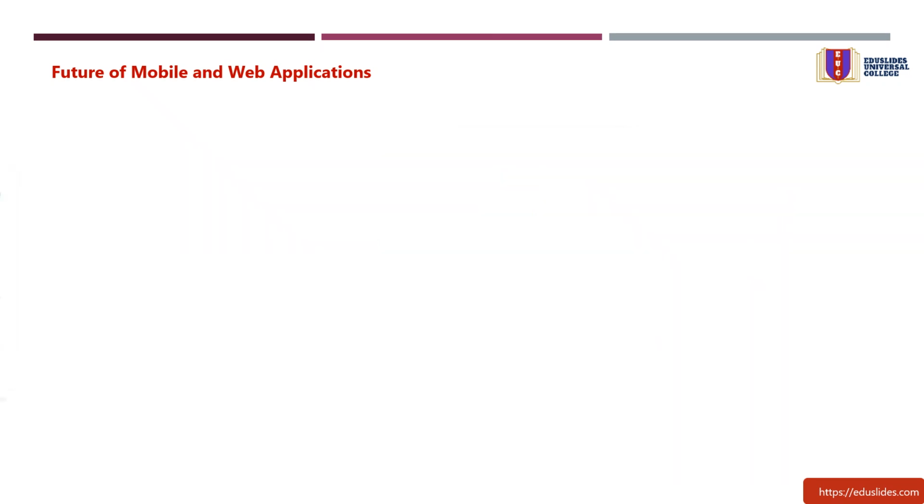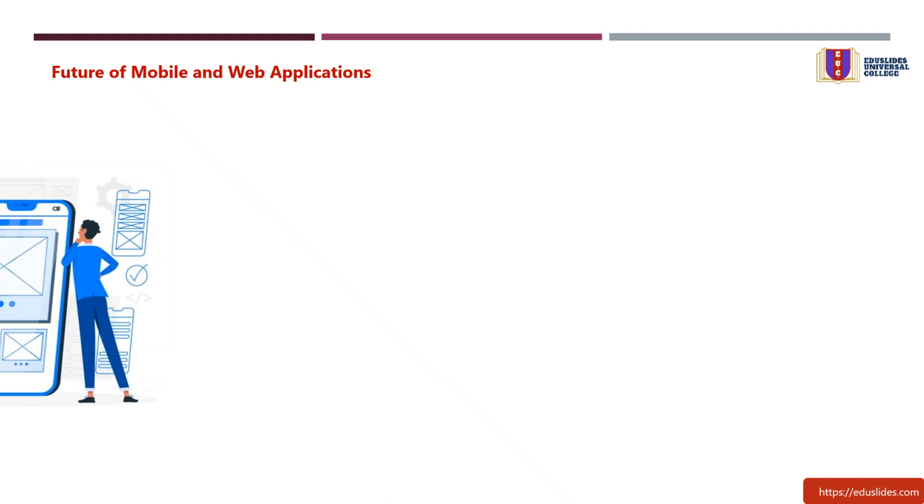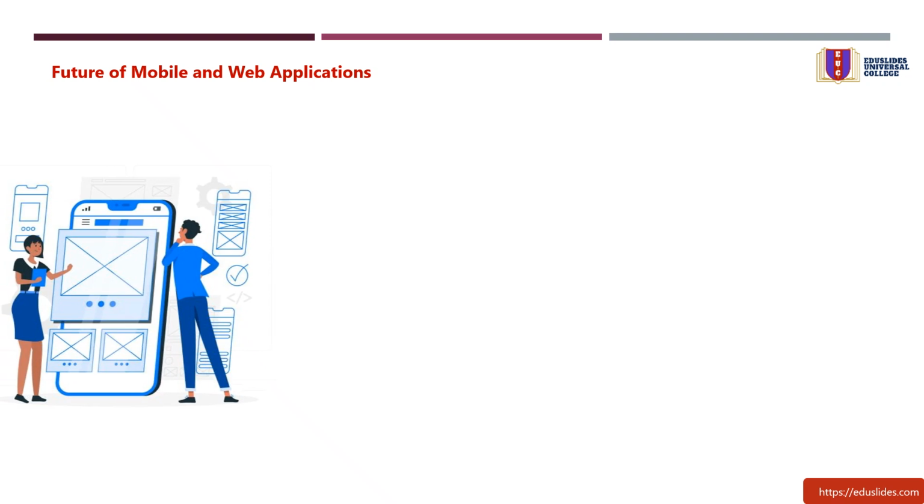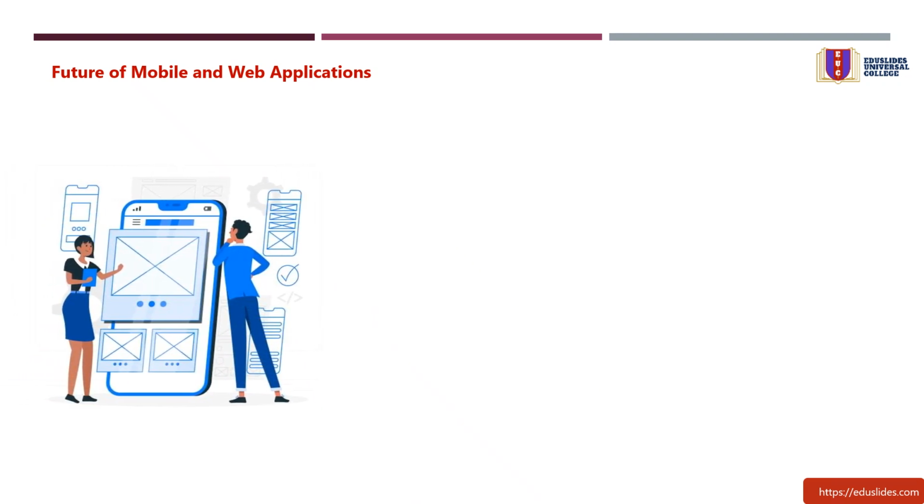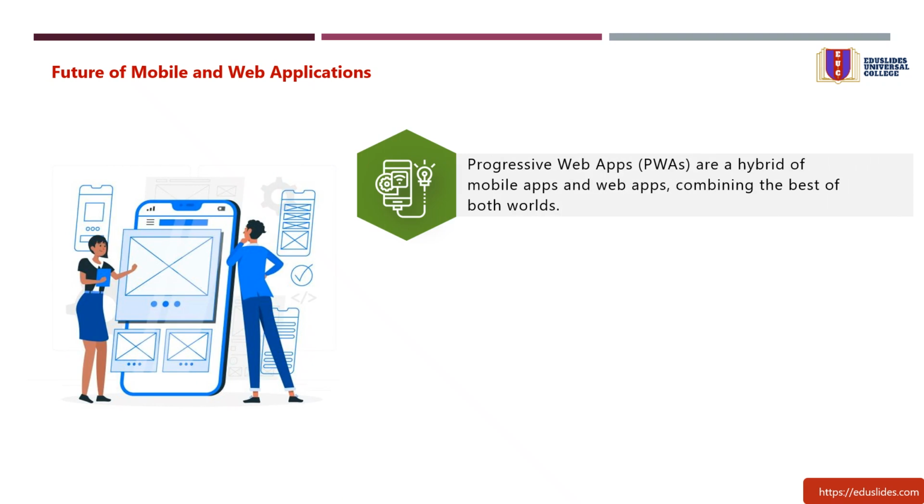The future of mobile and web applications. As technology continues to evolve, so will mobile and web applications. Companies will continue to innovate to bridge the gap between these two types of software. For instance, progressive web apps, PWAs, are a hybrid of mobile apps and web apps, combining the best of both worlds. PWAs allow users to install a web app on their device and use it offline, while still being accessible via a browser.